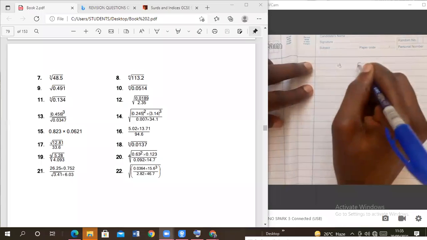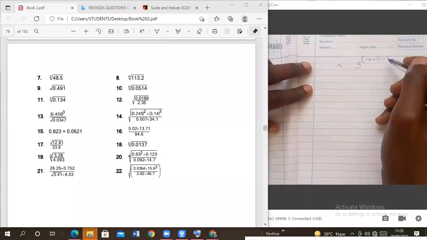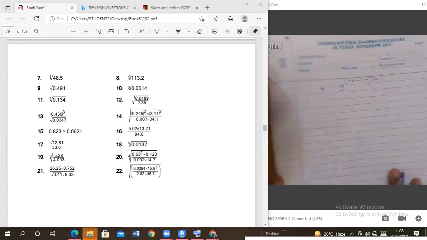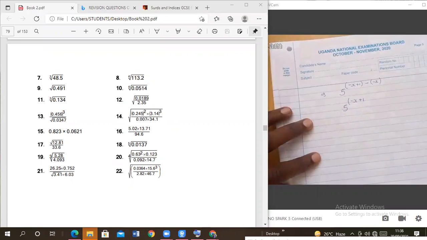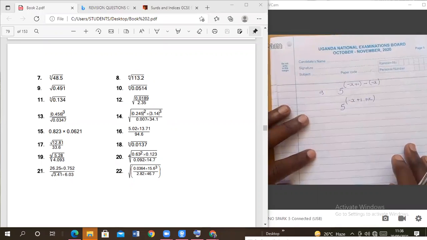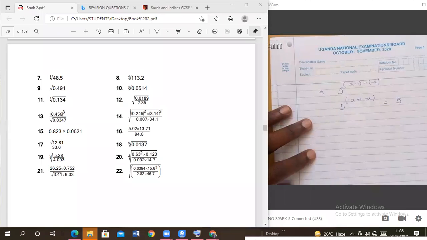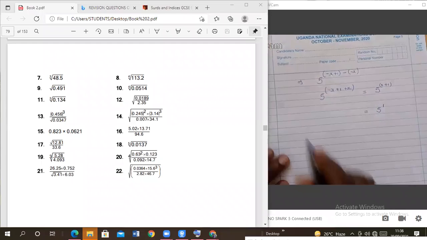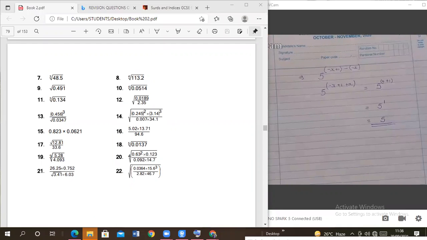Good. So which implies that we shall have 5 to the power negative x plus 1 minus into negative x, like that. So which means we shall have 5. Open this bracket, we shall have negative x plus 1. Negative and negative will give us a positive, which will be plus x. Negative x plus x, what do you get? Negative x plus x is 0. So we have 0 plus 1. So now this one will give us 5 to the power 1. And any number raised to power 1 is that number. So our answer is 5.